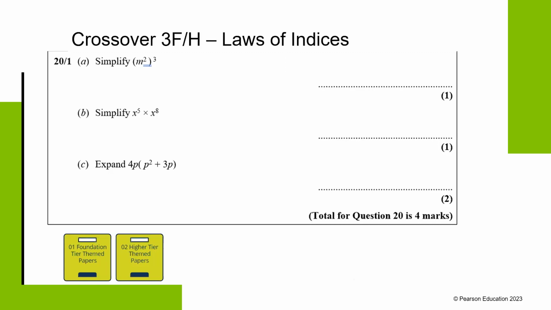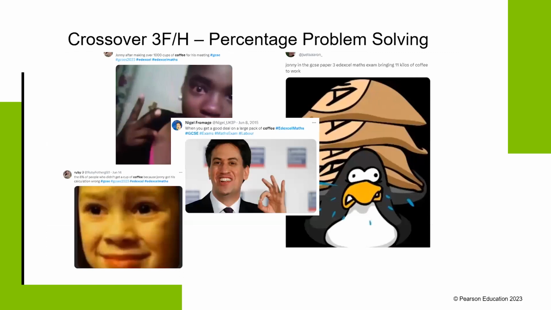Now, this next question that I picked out had me chuckling because, like I mentioned, we haven't seen the papers. We don't know what's coming. And so we saw a lot of tweets about someone having a lot of coffee. So I couldn't wait to get hold of the question. I like the penguin one. It says, Johnny in the GCSE paper 3 Edexcel maths exam is bringing 11 kilos of coffee to work. So yeah, great question. That I was anticipating to see.